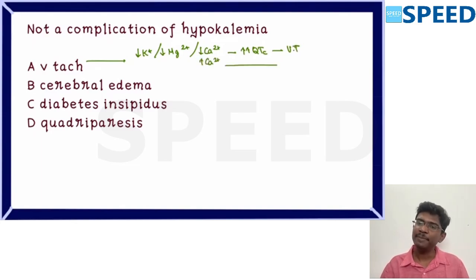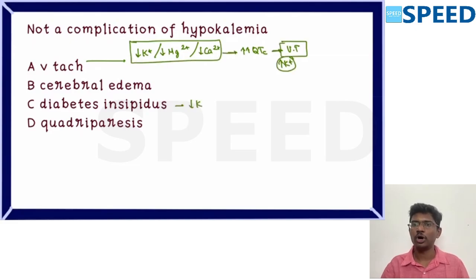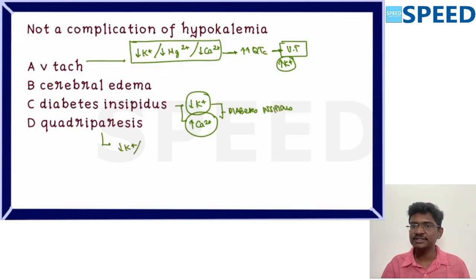Hyperkalemia can also result in ventricular tachycardia. You should know all these electrolyte abnormalities because these are reversible causes of pulseless VT. This you should be knowing. Next is diabetes insipidus. What is the cause of diabetes insipidus? Hypokalemia is one of the electrolyte abnormalities causing diabetes insipidus, as well as hypercalcemia, which can also cause diabetes insipidus due to destruction of the aquaporin 2 channels by these electrolyte abnormalities. Then quadriparesis, yes, this can be seen.